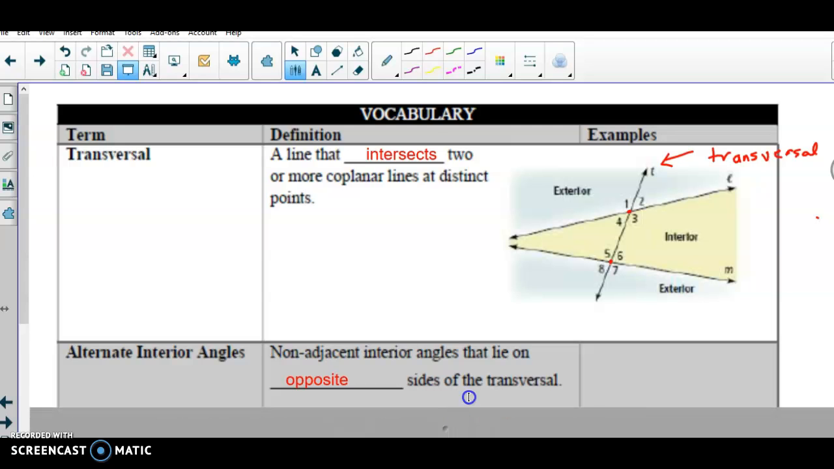So we're going to talk about a pair of alternate interior angles. They are non-adjacent interior angles that lie on opposite sides of the transversal. So when I look at angle 4 here, angle 4 is formed right here. Its alternate interior angle would be the angle 6 that's formed down here because it's on a different side of the transversal, but it's also interior. But that's not the only alternate interior pair. We could also talk about angle 3 and angle 5.